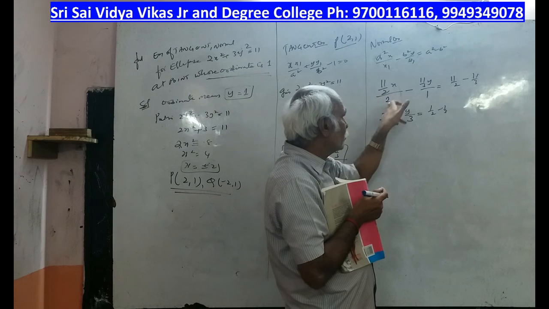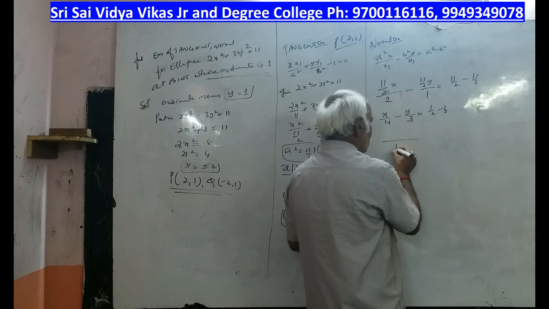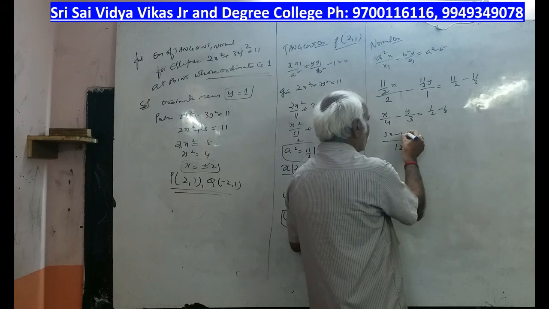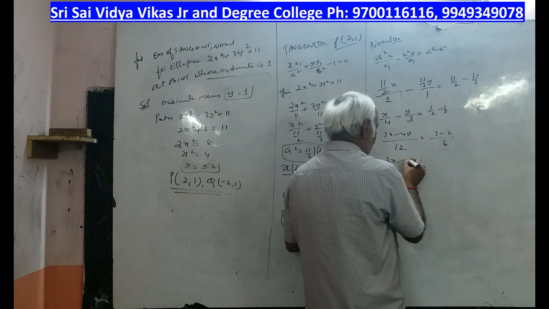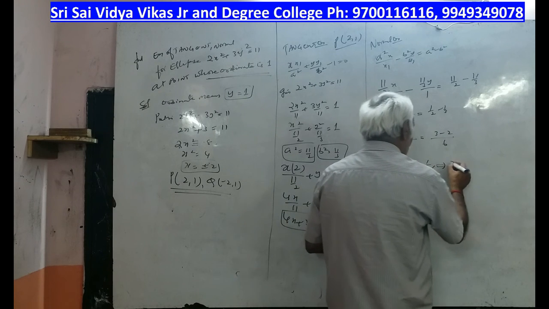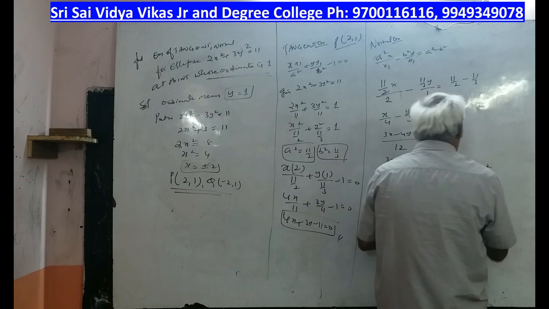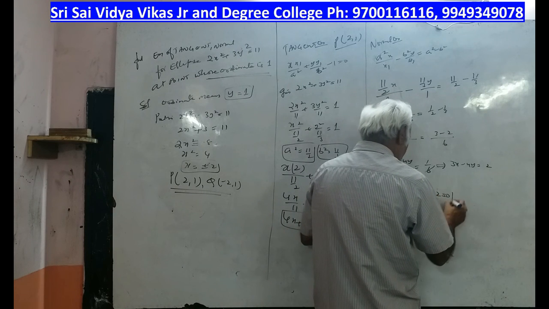Is equal to 1 by 2 minus 1 by 3. 11 will get cancelled everywhere, sir. x by 4, 2 into 2 is 4. y by 3, 3 into 1 is 3. Here 1 by 2 minus 1 by 3. So LCM is what, sir? 12. 3x minus 4y by 12. Here LCM is 6. 3 minus 2. 3x minus 4y by 12 is equal to 1 by 6. 6 ones are 6, 6 twos are 12. So 3x minus 4y is equal to 2. Therefore, 3x minus 4y minus 2 is equal to 0.